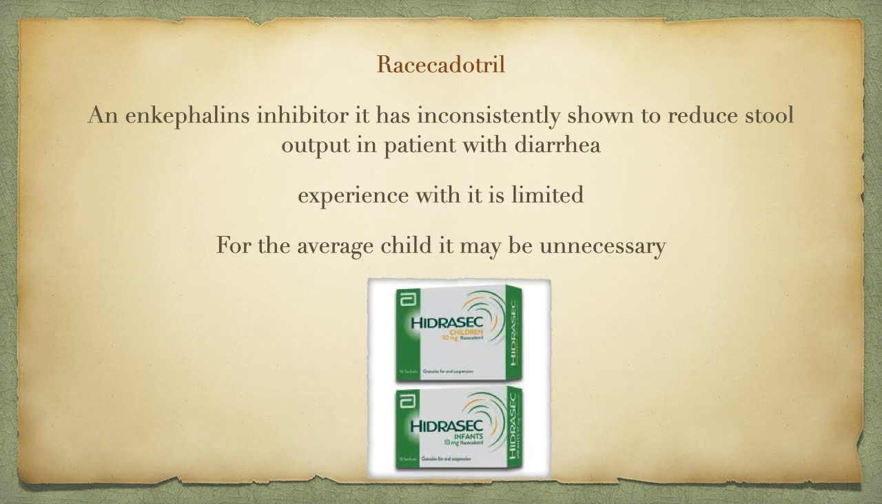Racecadotril is an oral enkephalinase inhibitor. It is used in the treatment of acute diarrhea. It acts by preventing the degradation of endogenous enkephalins. That's why it reduces the hypersecretion of water and electrolytes into the intestinal lumen. Still, the experience with the use of this drug is limited, and for an average child, it may be unnecessary.